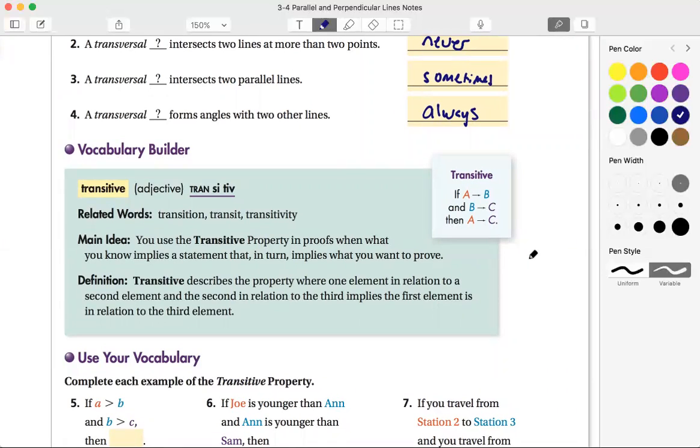So transitive, some related words are transition, transit, or transitivity. So you use the transitive property in proofs when what you know implies a statement that in turn implies what you want to prove. So the example of transitive, if I know A implies B and B implies C, then I can jump and make the conclusion that A must have also implied C. So the transitive property describes a property where one element in relation to a second element and a second in relation to a third implies the first to the third.